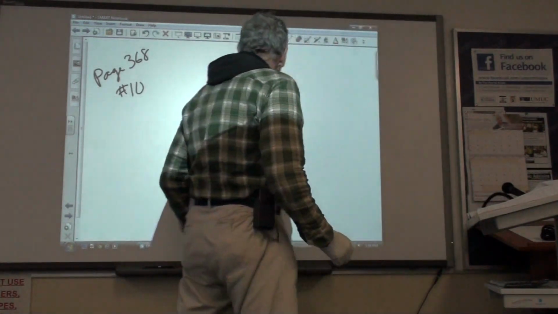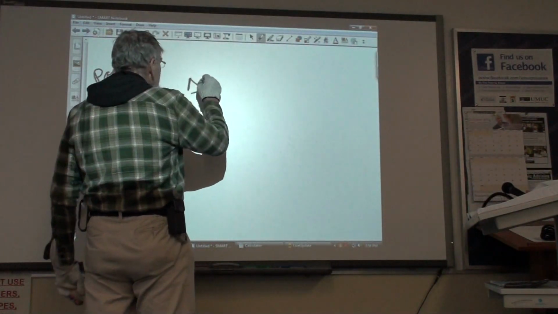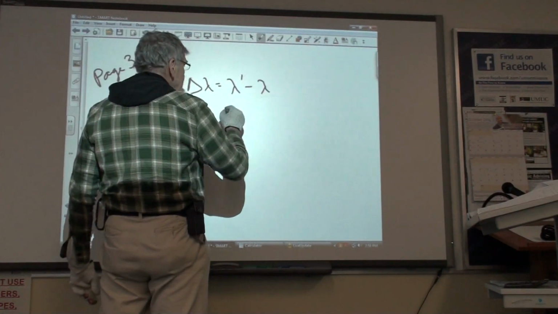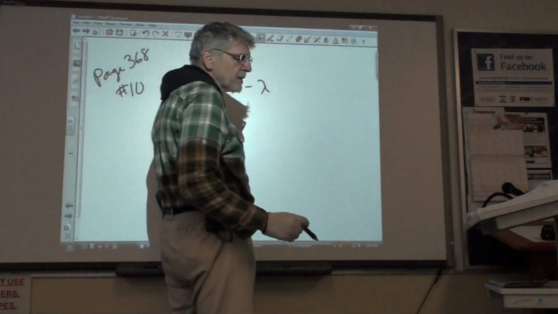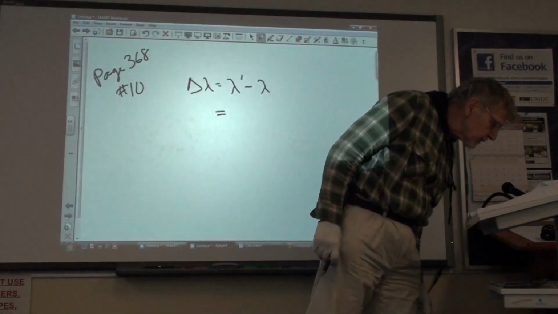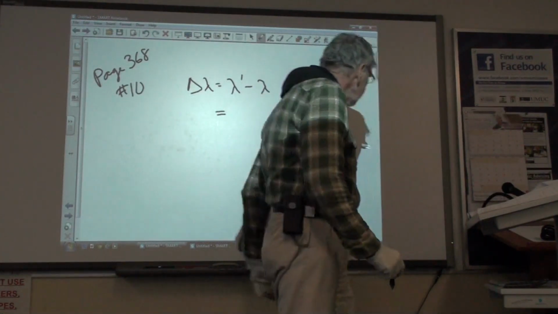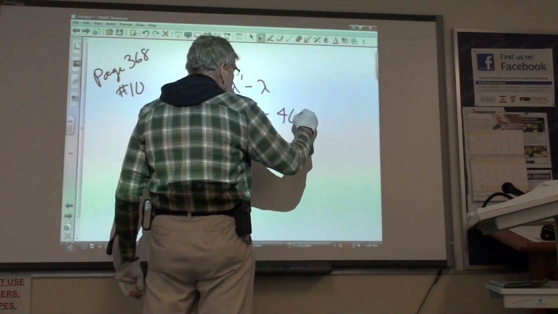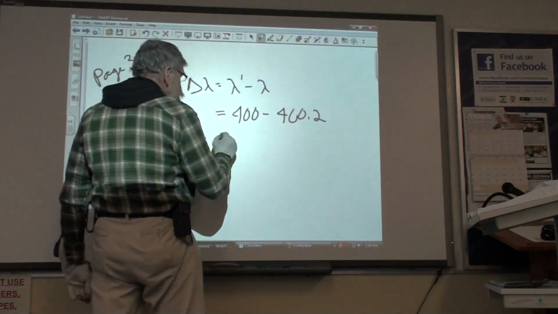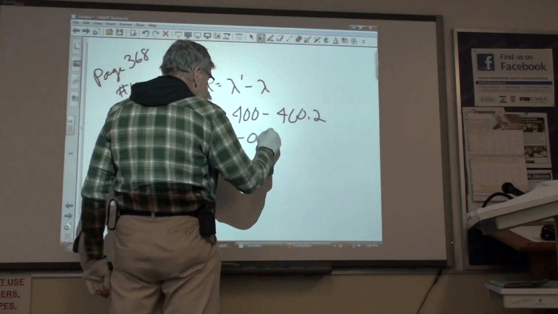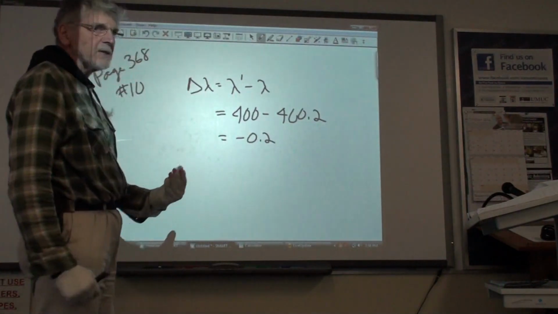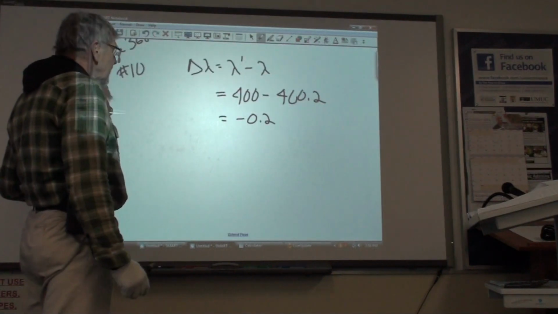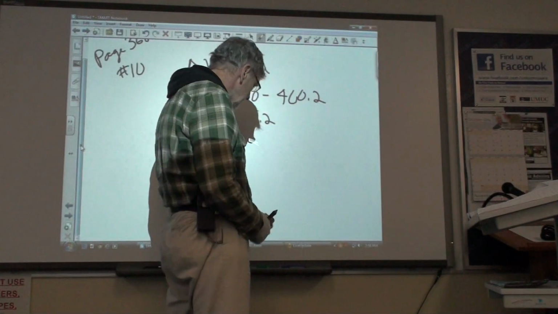Now, the shift in the wavelength, delta lambda, equals the wavelength that you observe minus the wavelength in the laboratory. And the wavelength that we observe in this star is 400, and the wavelength in the laboratory is 400.2, so the shift is a minus 0.2. The minus shift indicates the star is moving towards us. So we've already established the qualitative answer that the star is moving towards us.